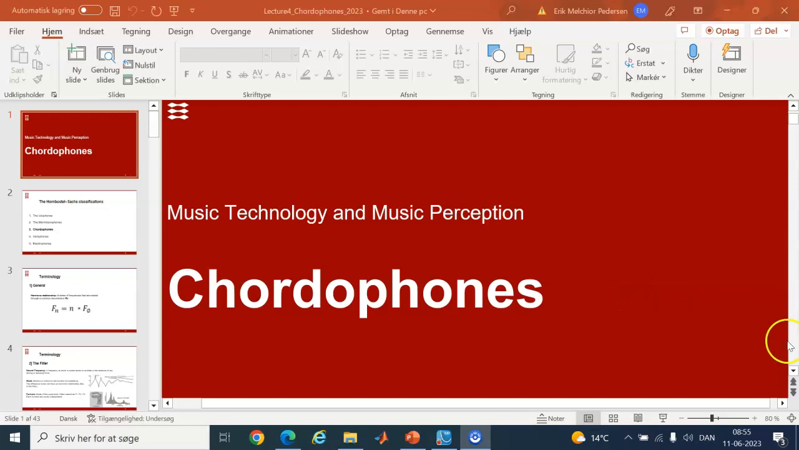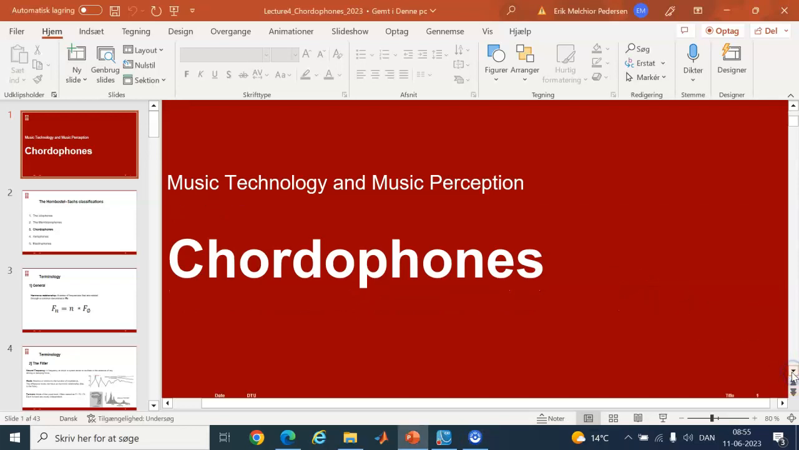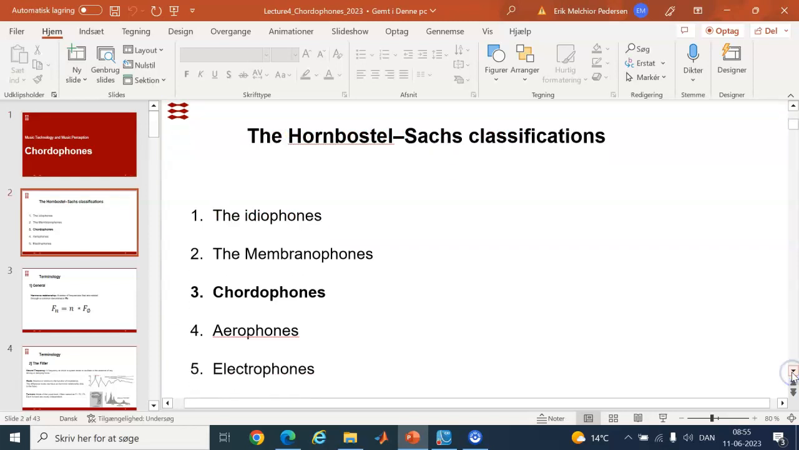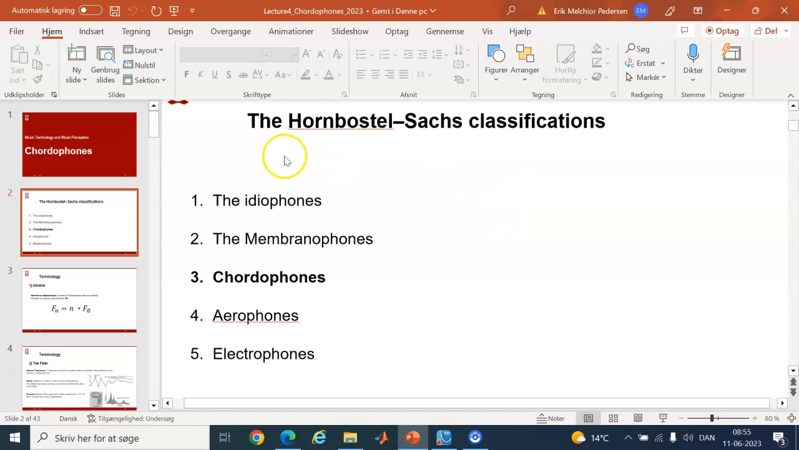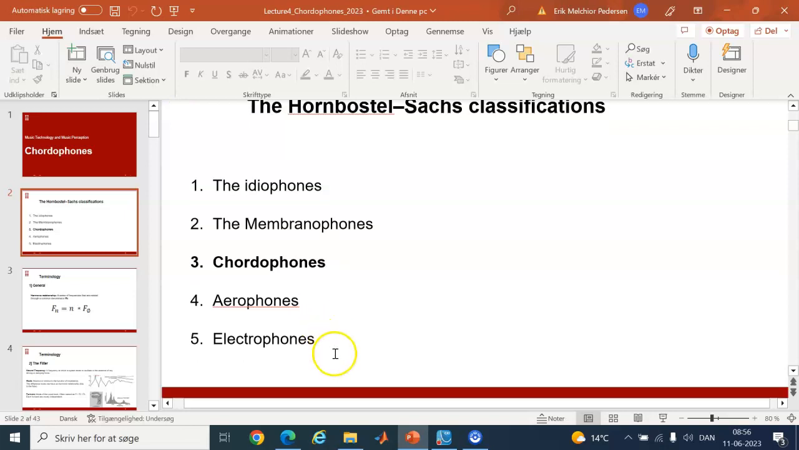Chordophones. Yeah, we have this survey, the Hornbostel-Sachs classification: idiophones that we had before, membranophones we had before, now chordophones, aerophones we had before, electrophones comes later.